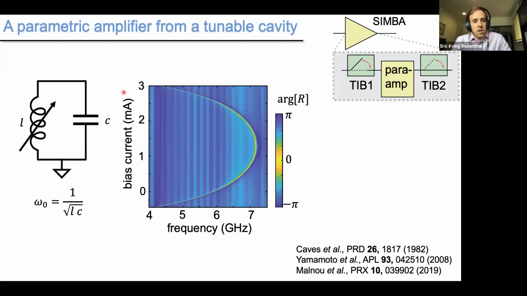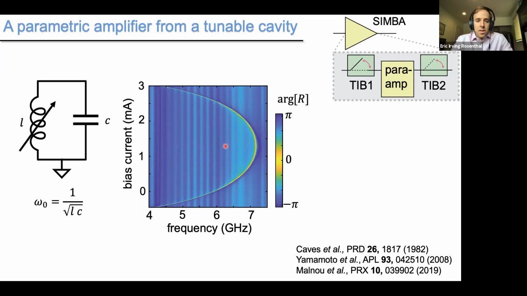And so in this color plot here, on the y-axis, I'm applying some DC bias signal into the cryostat and changing this resonance frequency in this arc-shaped pattern. And so we can change our amplifier frequency between about 4 and 7 gigahertz.